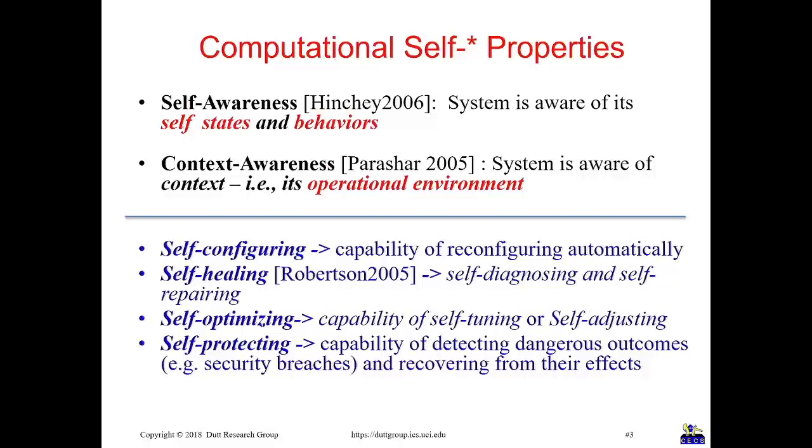So computational self-X properties, it's a buzzword today. You go to almost any conference, you'll hear about all of these self-X properties, such as self-configuring, self-healing, self-optimizing. But there are two key aspects that really contribute to building these self-X models. The first is this notion of self-awareness, which is the notion that in any system, you can build a model of your self-states and behaviors over time. And the other is the notion of context awareness, where that system lives in an environment, and so you have to understand the environment and how it operates in that operational environment.